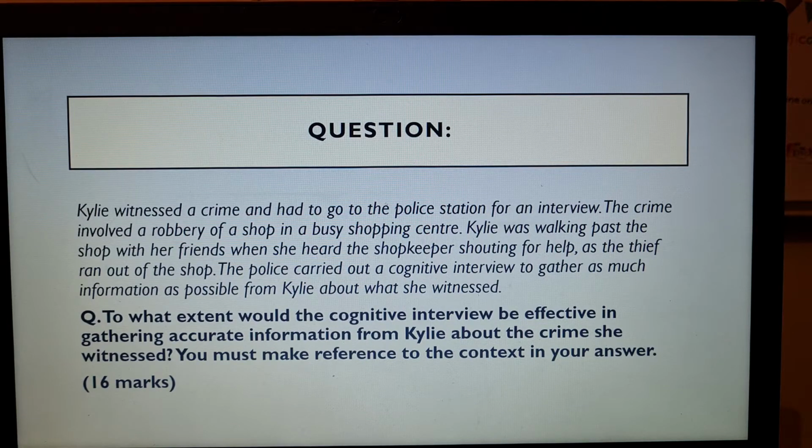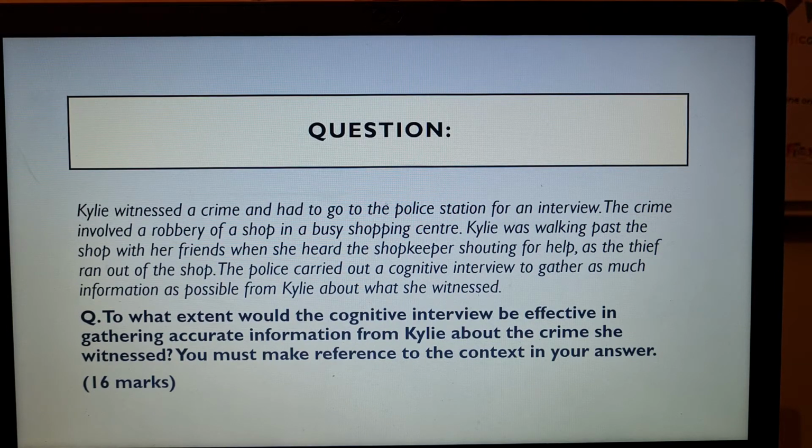So Kylie witnessed a crime and had to go to the police station for an interview. The crime involved a robbery of a shop in a busy shopping centre. Kylie was walking past the shop with her friends when she heard the shopkeeper shouting for help as the thief ran out of the shop. The police carried out a cognitive interview to gather as much information as possible from Kylie about what she witnessed.